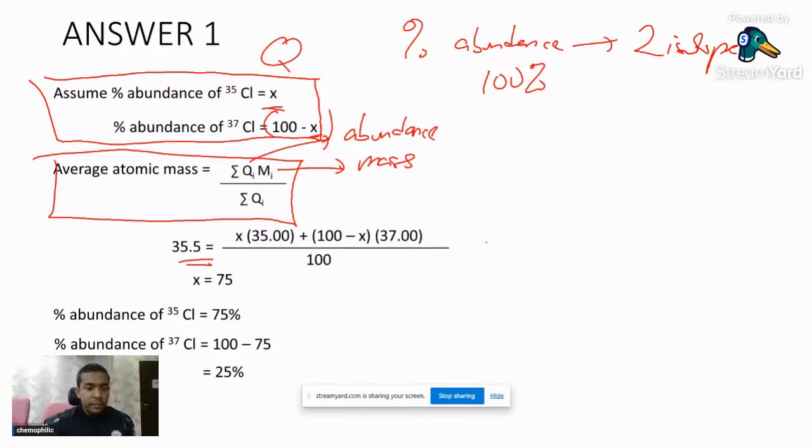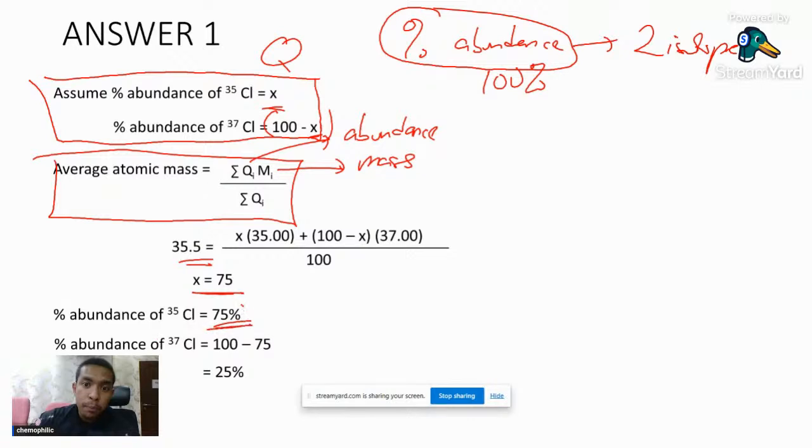You press your calculator, and the value of X comes out as 75. But please bear in mind that this is in terms of X, and the question asks for percentage abundance. So you are required to write down the statement and mention that Cl35 percentage abundance is 75%. It is advisable to write down the unit. And then here as well, 100 minus 75, the total will be 25%.